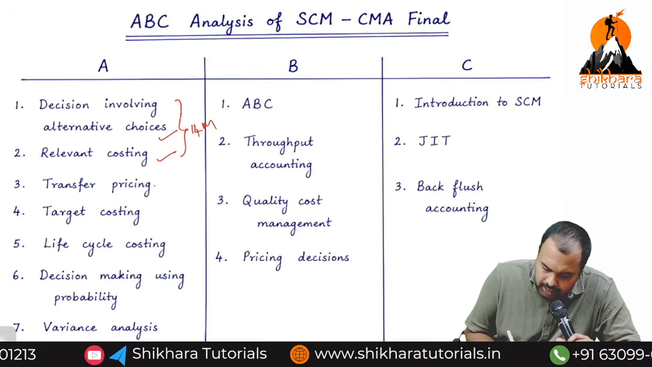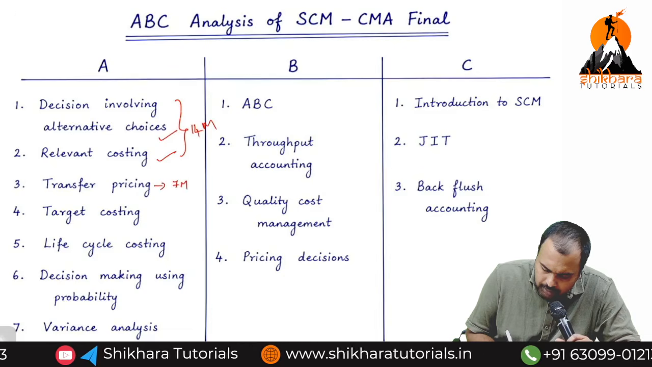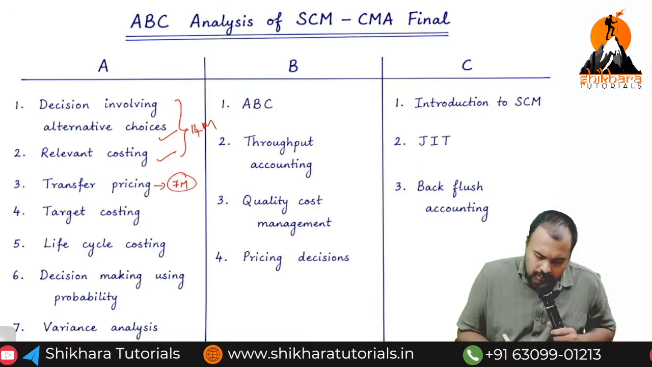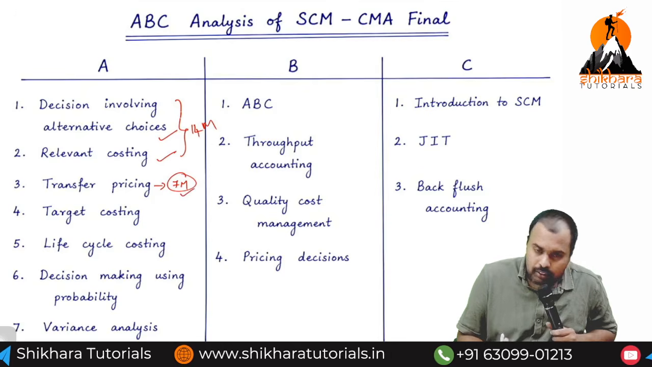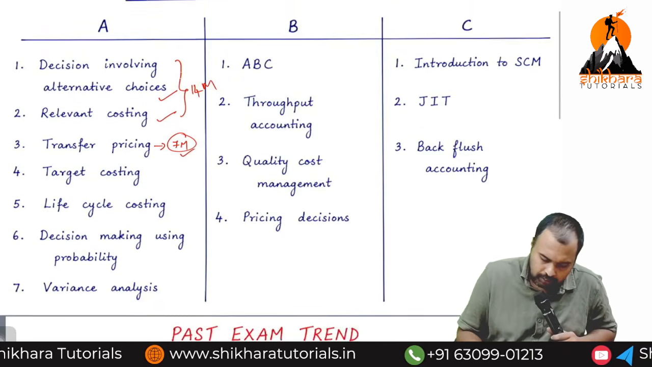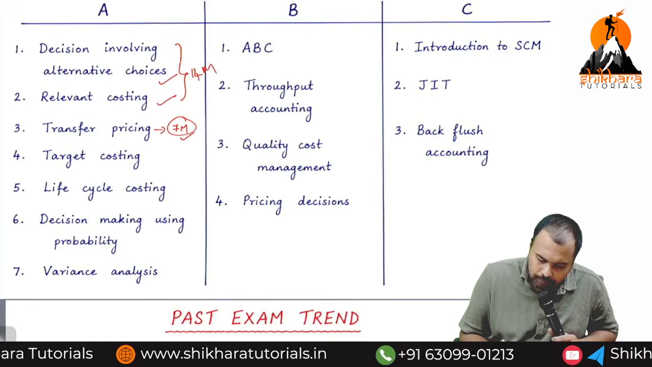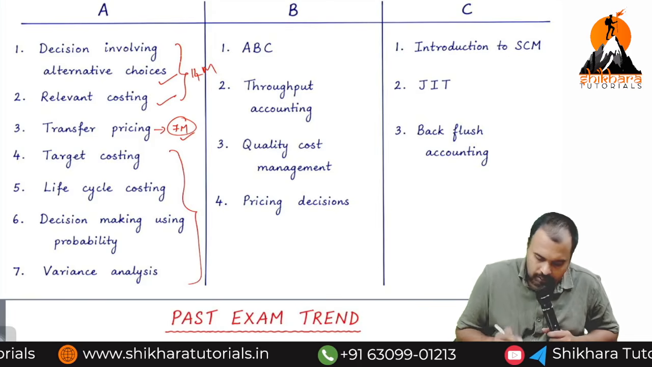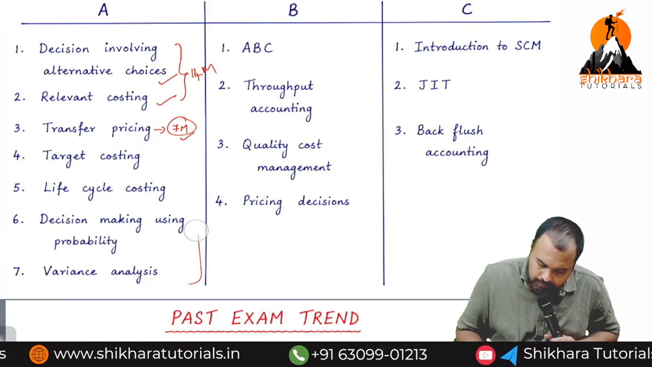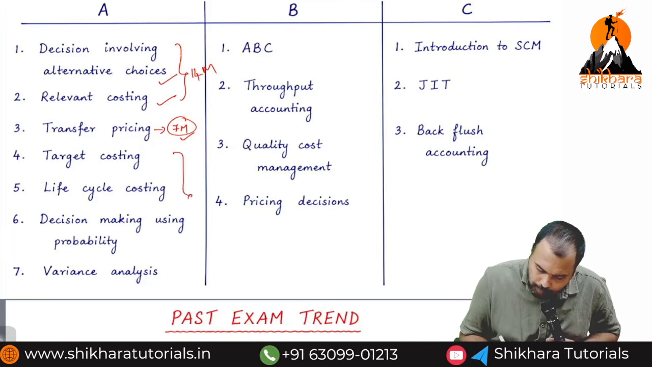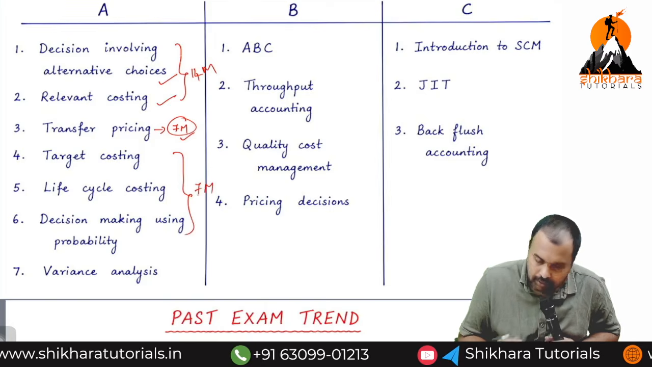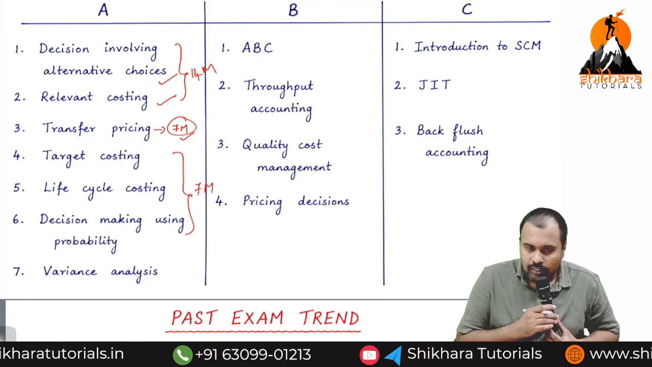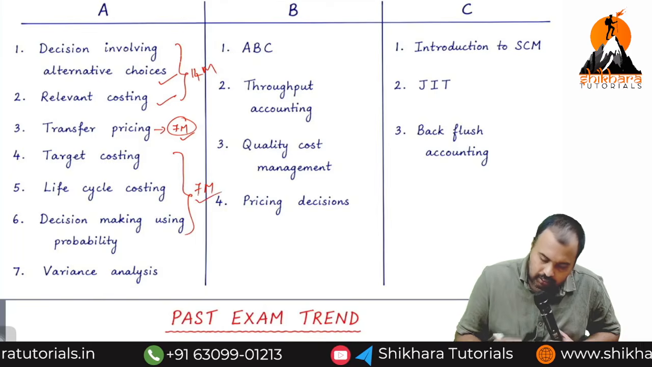And transfer pricing is a compulsory question for 7 marks. Very small topic. Read it properly, study it very well. Then one question from target costing, life cycle costing, and decision making using probabilities. From these three topics, one question will come for 7 marks. All are very, very small topics and very easy also. So do not leave these three topics.